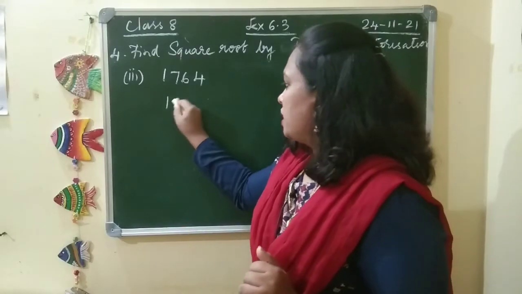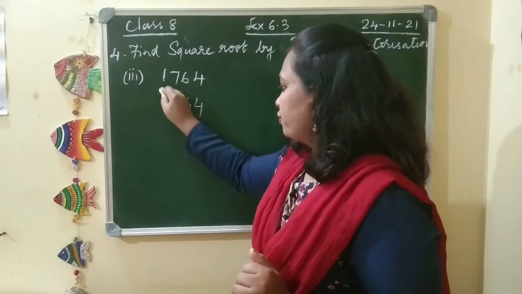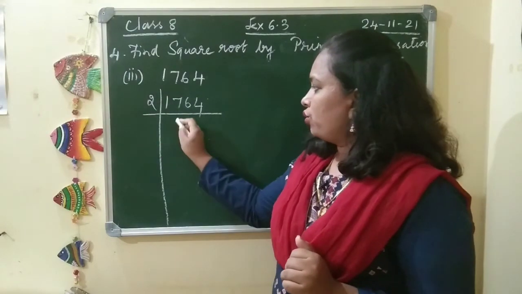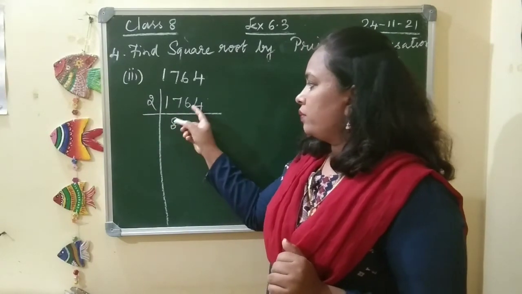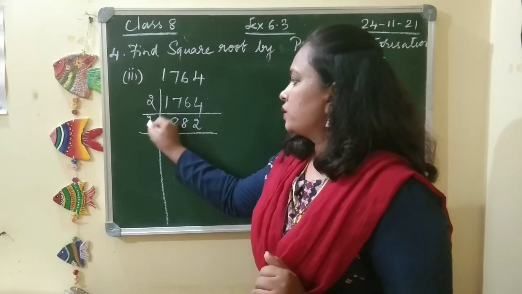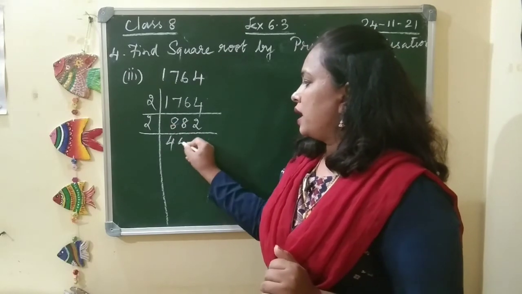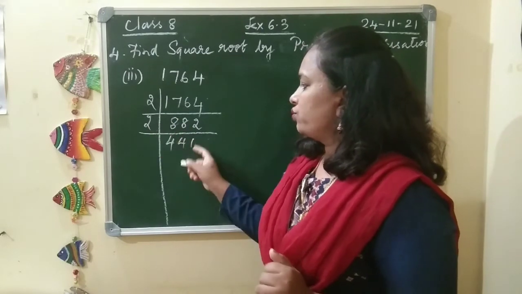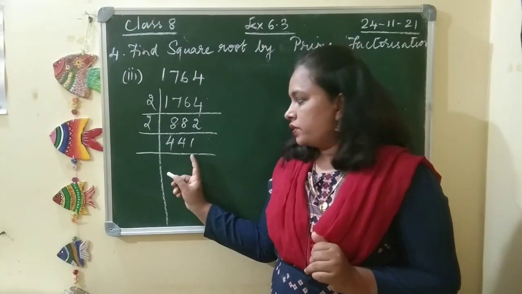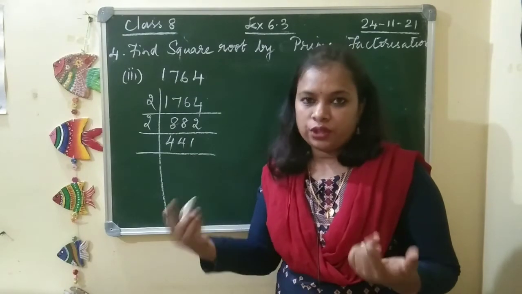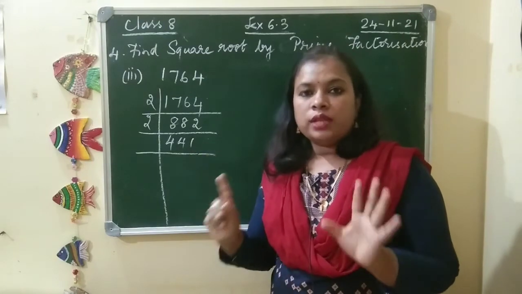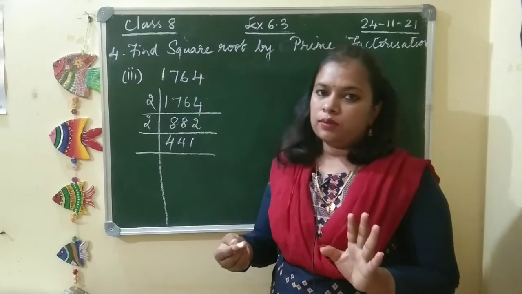Now 1764. We are going to factorize it by 2 first. 2 8s are 16, so 1 will be carried over, then again 8, then 2. Then 2 4s are 8 and again 2 into 4 is 8 and 2 1s are 2. Now the last digit is 1, so it's not divisible by 2. So now you have to check for 3. 4 plus 4 is 8, so 8 plus 1 is 9. 9 is a multiple of 3, so it is divisible by 3.